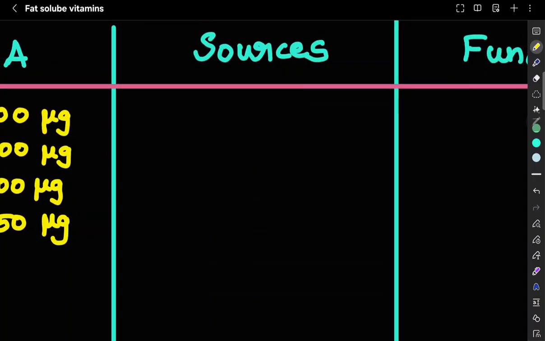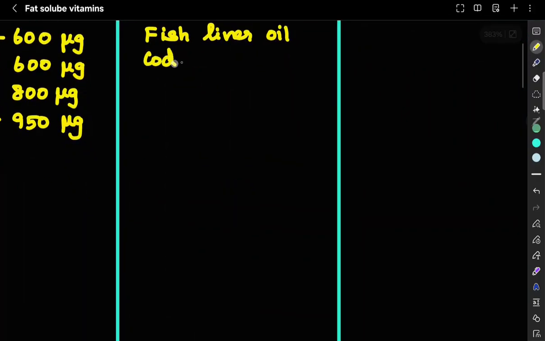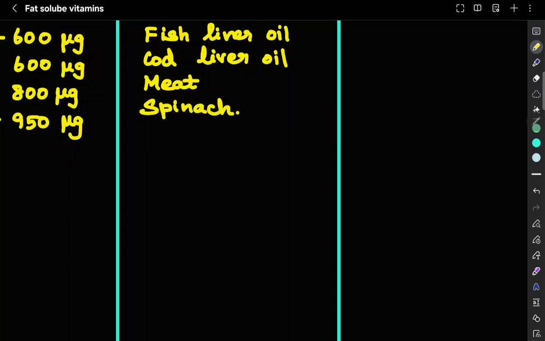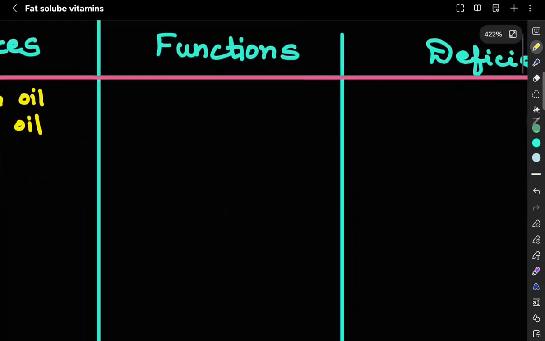What are the sources of vitamin A? So the sources are fish liver oil, cod liver oil. So remember two oils, fish liver and cod liver. Then meat, spinach, etc. Right?